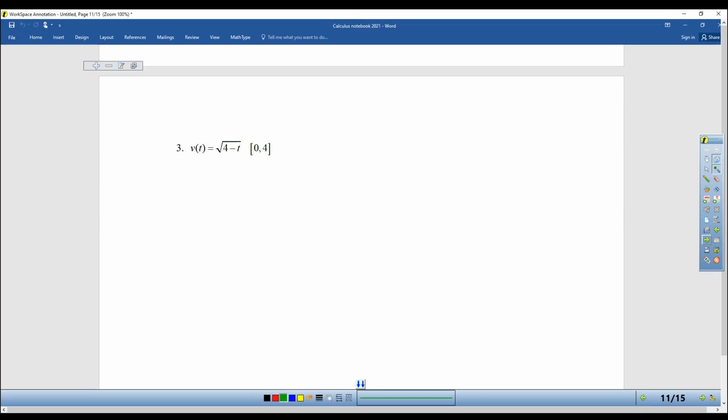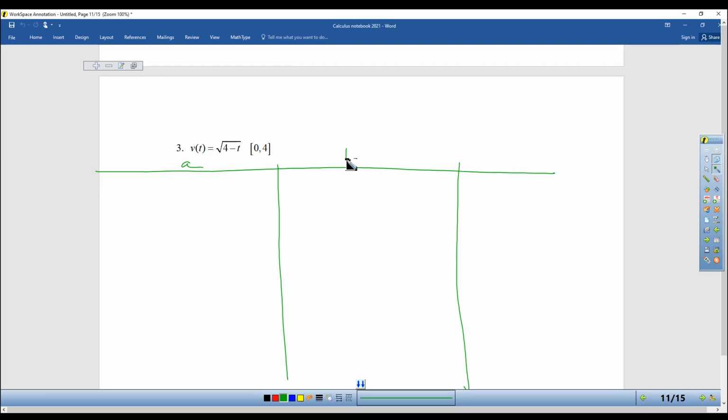Okay, let's do number 3. Number 3, let's break it down into 3 sections again. So we have part A, part B, part C. So this velocity, really weird equation, right? We're going to set this velocity equal to 0. Like our trig one, there's nothing to factor. It's just a little bit different.